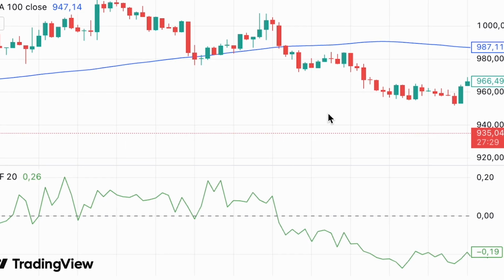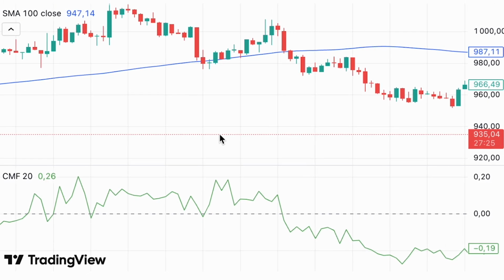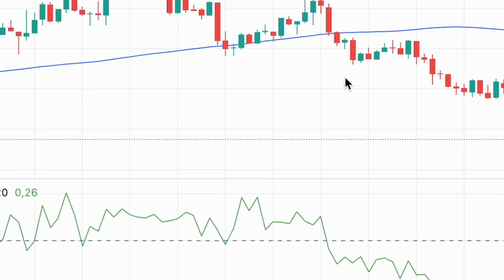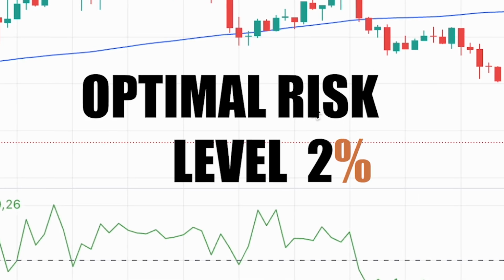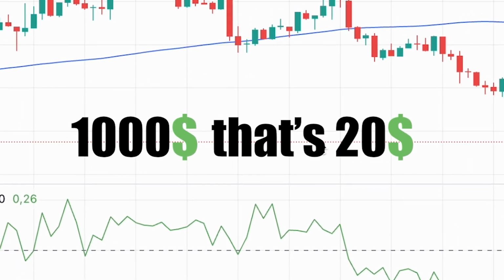To avoid losing your deposit, it's important to determine in advance what percentage of your account you're willing to risk in a single trade. The optimal level is up to 2%. For example, with a deposit of $1,000, that's $20.